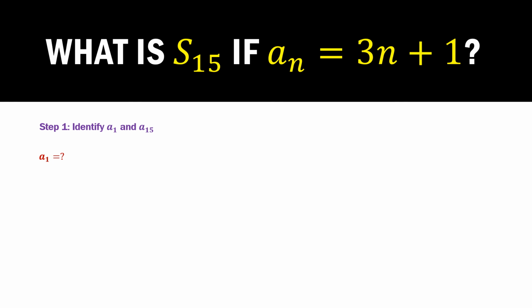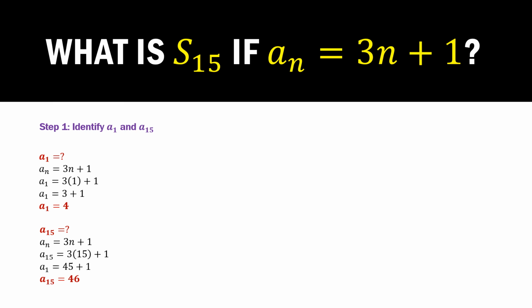We need to find a sub 1. So a sub n is equal to 3n plus 1. Substituting 1, we have 3 times 1 plus 1, and we have 3 plus 1, and that would be 4 for your first term. Now, getting a sub 15, or the 15th term, a sub n is equal to 3n plus 1, and we substitute 15. So we have 3 times 15 plus 1, then 45 plus 1, and we got 46.